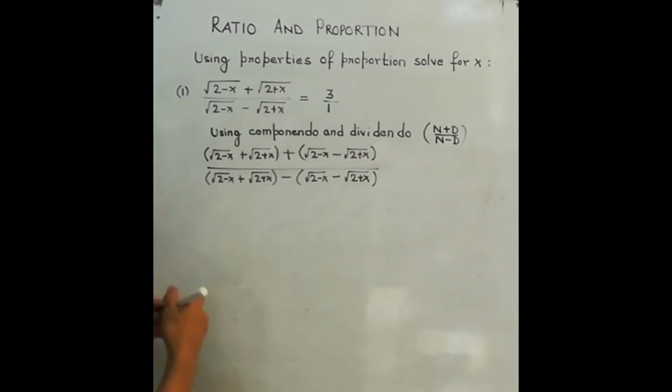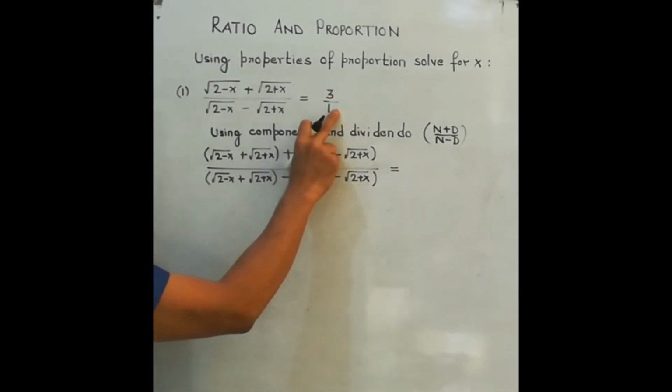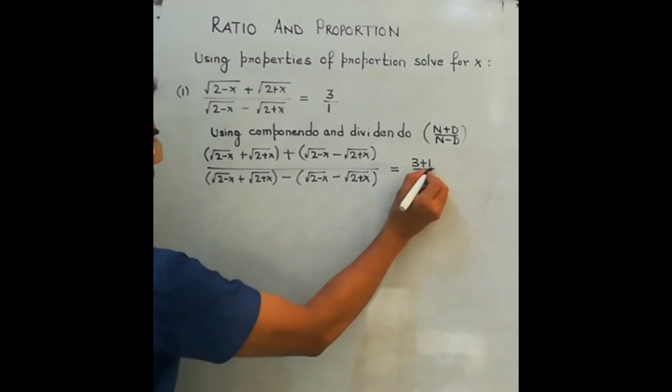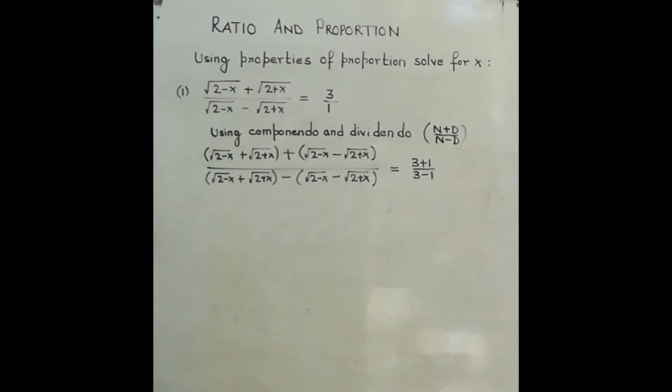Similarly I have to apply it on the right side also. So on the right side this is my numerator and this is the denominator. I will write it like this. Hope this is clear to you. Okay, now let's open the bracket on the left side.